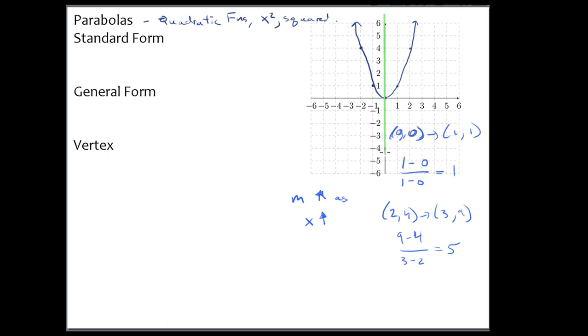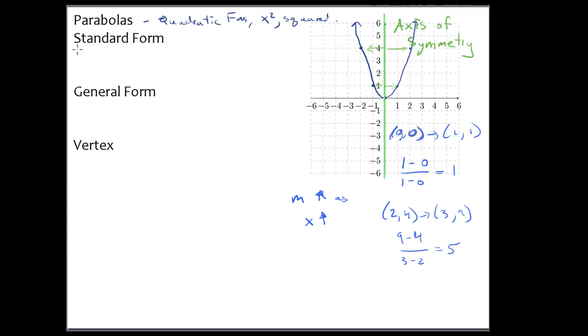Now this parabola right here, x squared, if you can kind of see how I should have drawn it, is mirrored about this line right here, and this line is the axis of symmetry. That's the line about which everything else is mirrored.